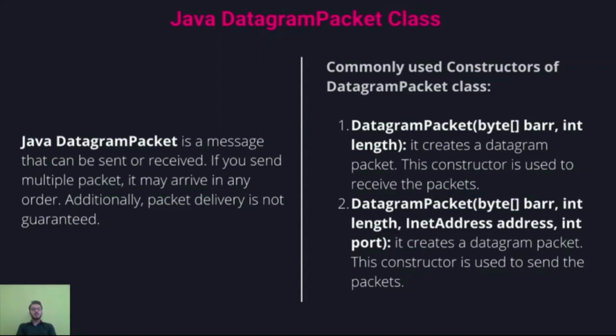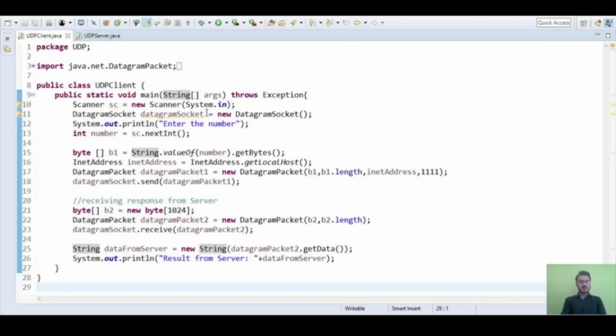Now we are going to implement this with the help of a Java program, and we are going to see how actually these are implemented in code. So this is our program to demonstrate the datagram packet and datagram sockets. Let me give you a basic overview of this application. In this application, the client is sending a number to the server, and the server calculates the square of this number and returns it back to the client, and in the end the client displays the result.